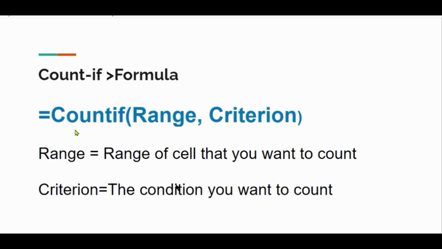So the syntax for it is COUNTIF in bracket range comma criteria, where range is the range of cells that you want to count. So here we are going to count the number of students and the criteria will be the condition you want to count. So we are going to count here the number of students in section A. So let's see in Excel how we can use this formula.